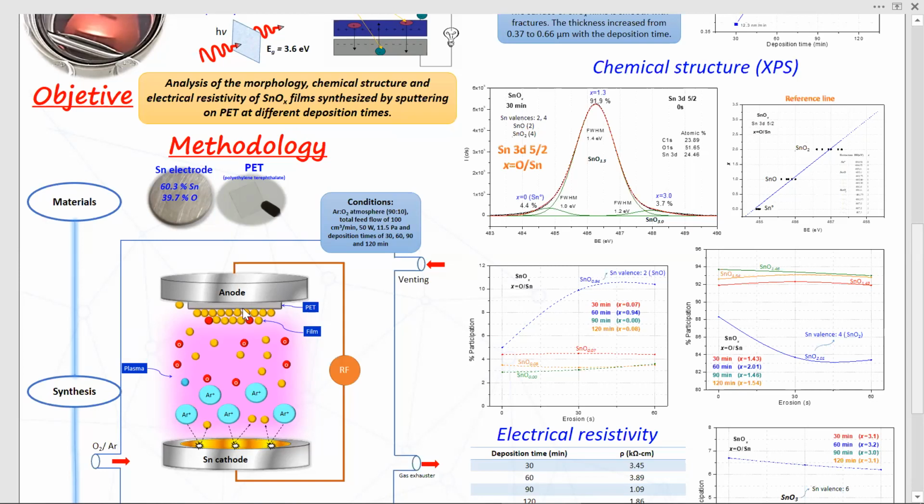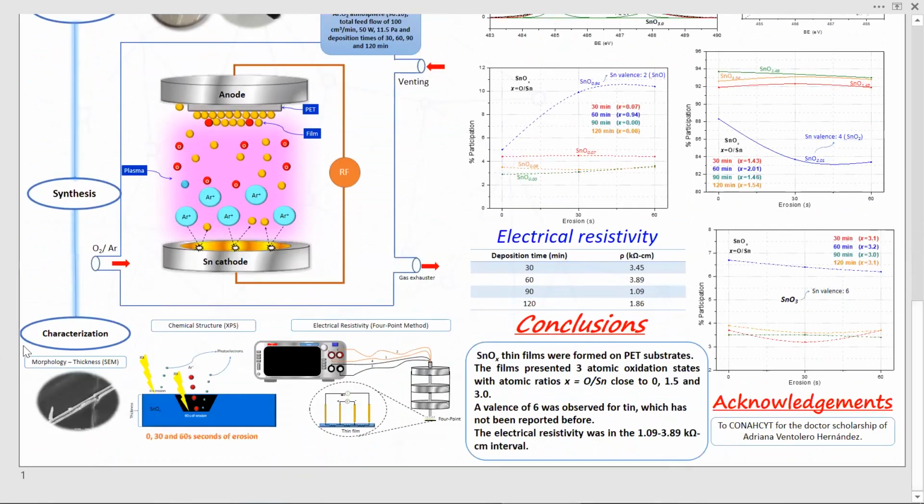The conditions for the synthesis of the films were an oxygen-argon atmosphere and deposition times of 30, 60, 90, and 120 minutes. For the obtained materials, the morphology was analyzed using SEM. Their chemical structure was analyzed using XPS, and the sample was analyzed without erosion and with argon ions erosions of 30 and 60 seconds. And their electrical resistivity was analyzed using the 4-point method.